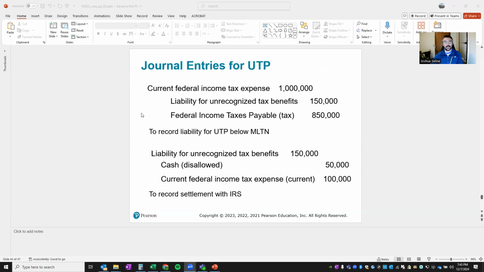Journal entries for the uncertain tax positions. So we've got, in this example, current federal income tax expense of $1 million. We've got a liability for unrecognized tax benefits, and then our federal income tax payable is $800,000. If we were to record the uncertain tax position below the more likely than not threshold, we've got the liability for unrecognized tax benefits of $150,000, cash disallowed of $50,000, and current federal income tax expense of $100,000.